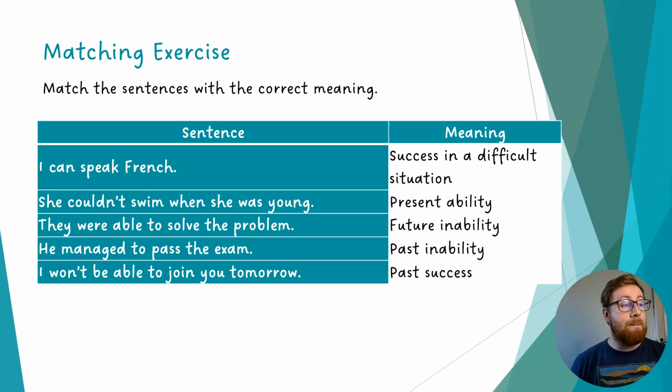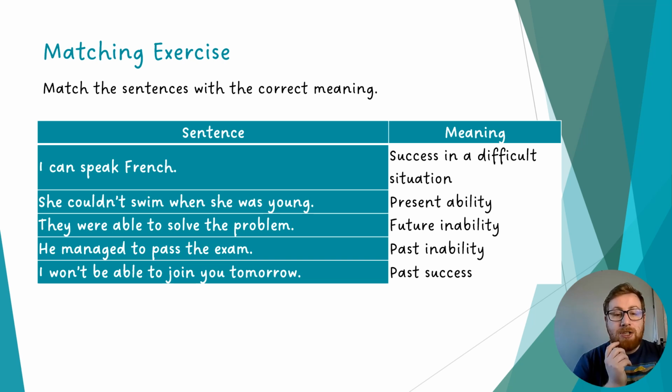Now we have a bit of a matching exercise. I would like you to match up the sentence with the meaning. So don't forget, can is used for present ability. Couldn't shows a lack of ability in the past. Were able to is used for specific success in the past. Managed to highlights overcoming something difficult to succeed, showing it's a hard task. Won't be able to, lack of ability. So I'll give you a few seconds.